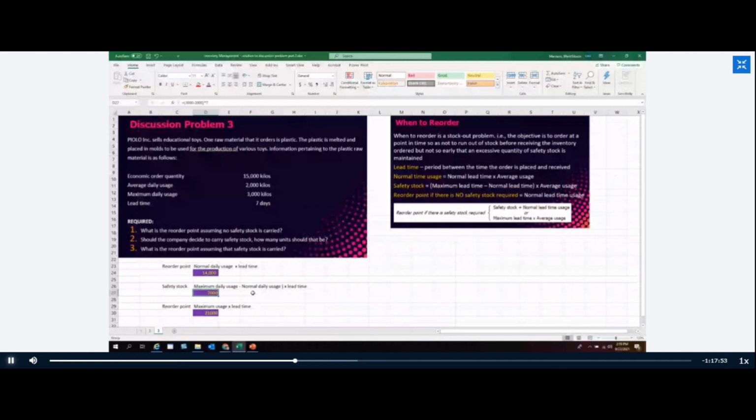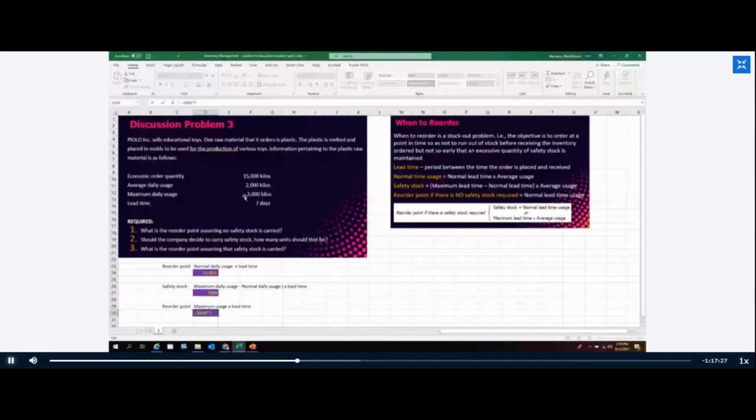So this time, ganun din gagawin natin. Na-establish na merong maximum daily usage of 3,000. So therefore, we have to derive it. So to get the safety stock, 7,000. Ngayon, number 3, what is the reorder point, assuming that the safety stock is carried? So it's actually 3,000 multiplied by 7.